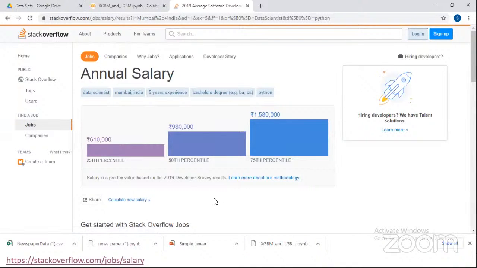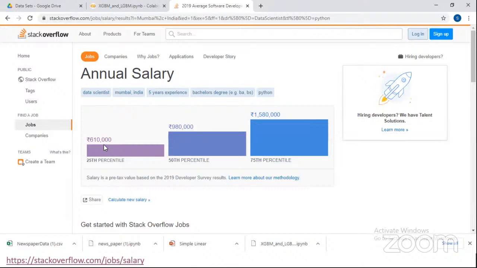Yes. Now you can see here a 5 years of experience guy, the 50th percentile, that means the median. So recall the discussion that we had on descriptive statistics: the 50th percentile is nothing but the median, an average. So 9,80,000, so they are getting. And 75th percentile, in a loose sense, you can think of probably the maximum salary. So not even maximum, a little lower than the maximum you can think of. So 15.8 lakhs. So 25th percentile, 6 lakhs. Okay, so that is the salary range.